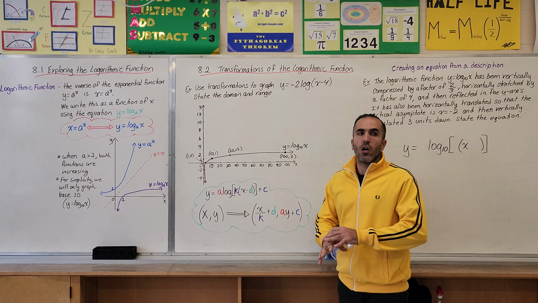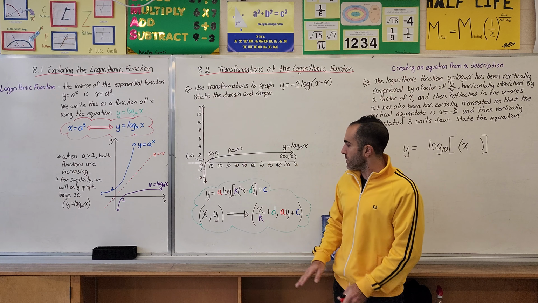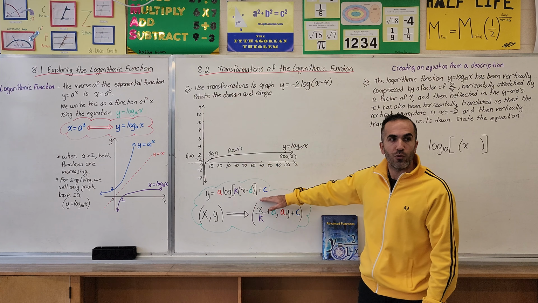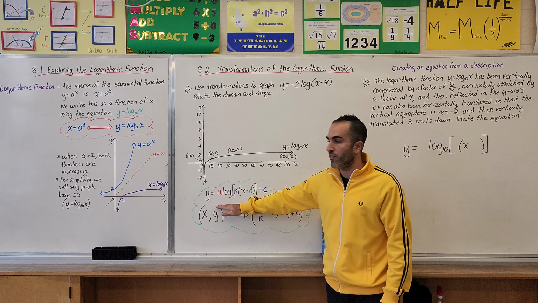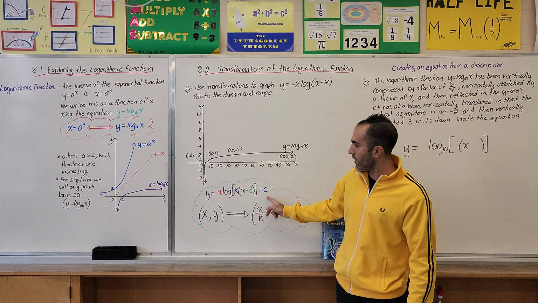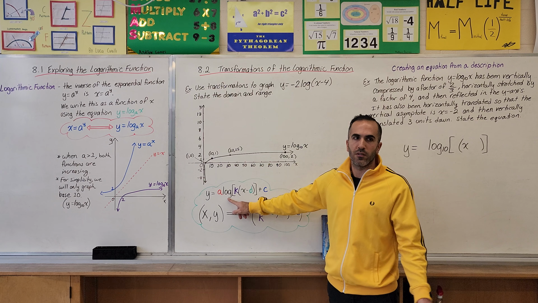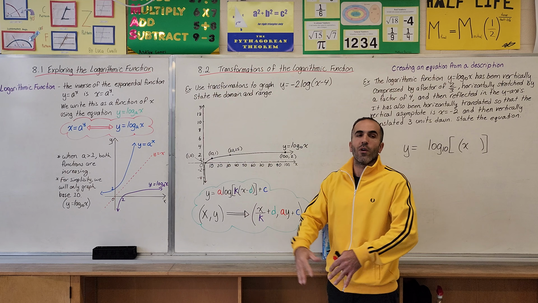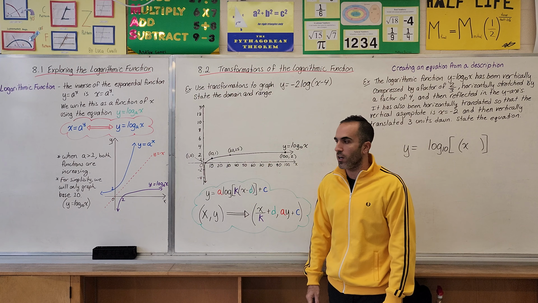Now in 8.2, it's all old stuff. We've done transformations. Let me draw your attention right here to this equation that we've used year after year for every function. We have our a value, our k value, our d value, our c value, and we have a new function, log. That's it. As long as you know how to graph log, you can graph any transformation of log.